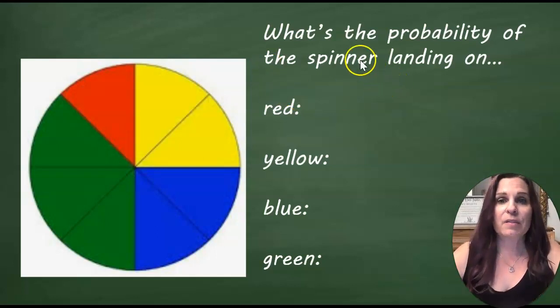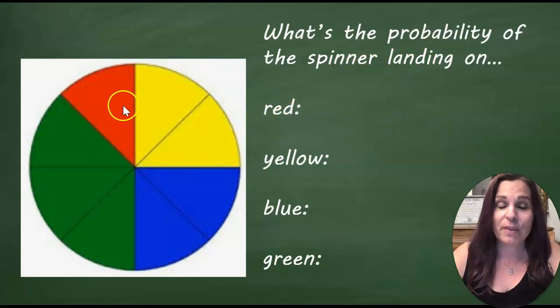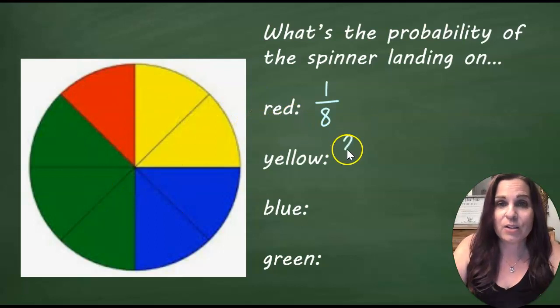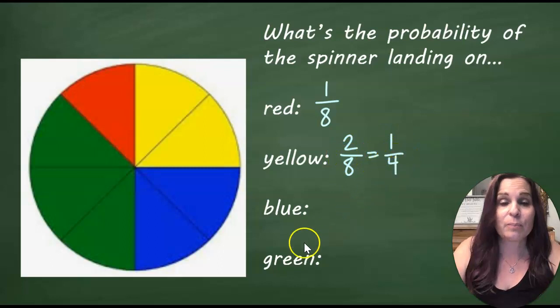So what's the probability of the spinner landing on red? Well, if we look at the spinner, it is broken up into 1, 2, 3, 4, 5, 6, 7, 8 equally sized pieces. One of those pieces is red, so the probability it will land on red is 1 out of 8. Let's look at yellow. There are 2 yellow pieces out of a total of 8, so yellow would be 2 out of 8, or we could write that as 1/4.